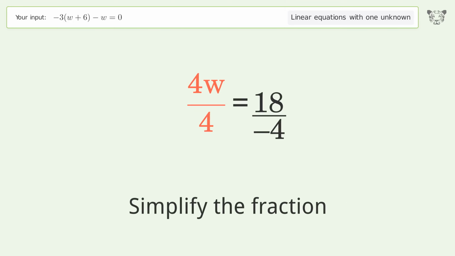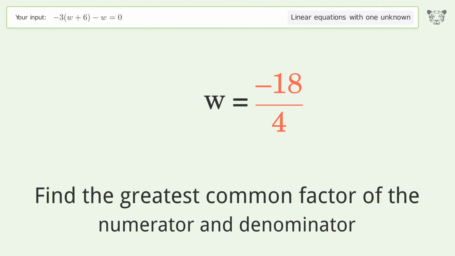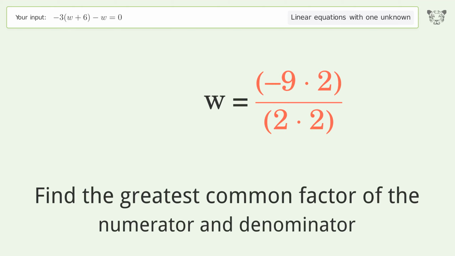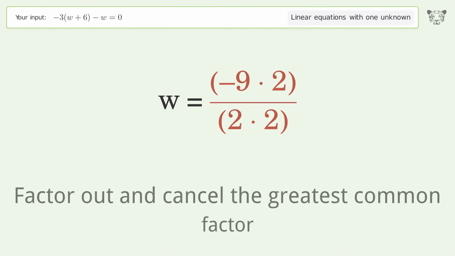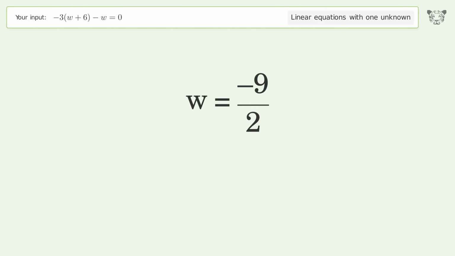Simplify the fraction. Move the negative sign from the denominator to the numerator. Find the greatest common factor of the numerator and denominator. Factor out and cancel the greatest common factor. And so the final result is w equals -9/2.